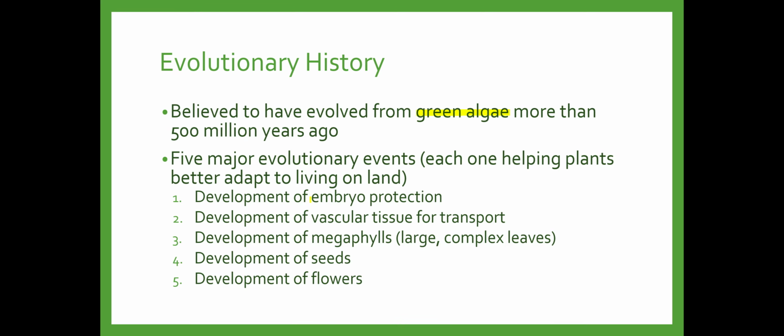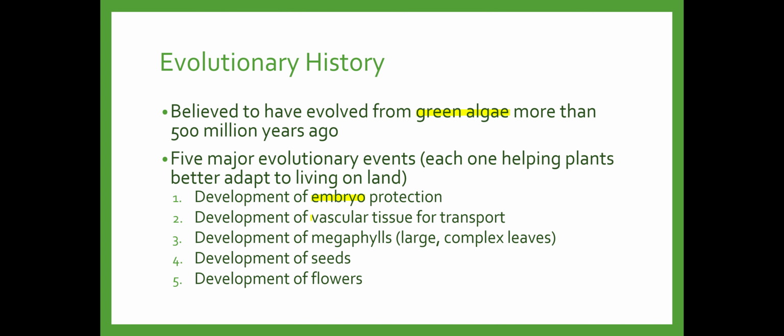And so the first thing that you're going to see is some embryo protection. They're going to be protected in possibly seeds, or they're going to be protected in a type of structure that will prevent them from drying out or being exposed to the elements. So the embryo would just be the baby plant.